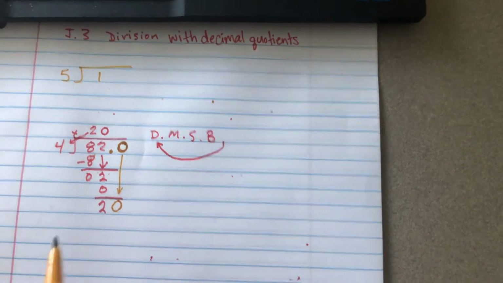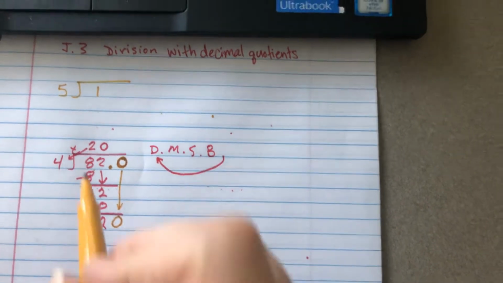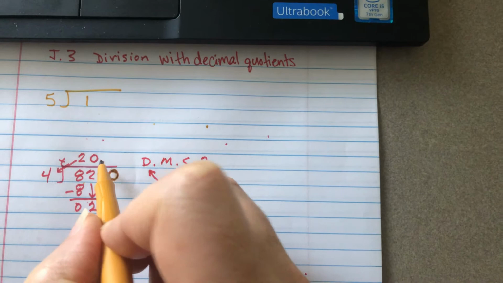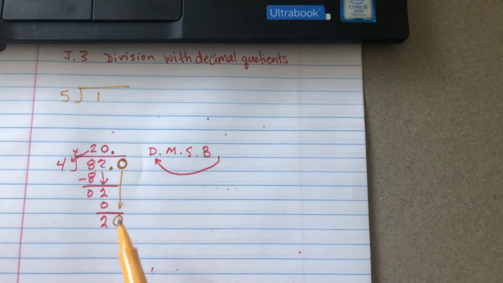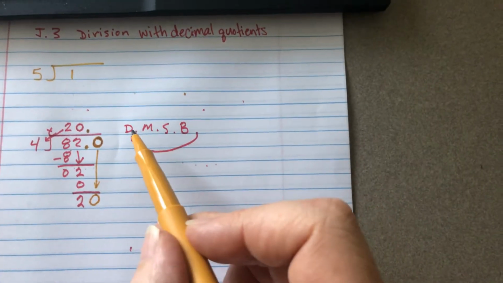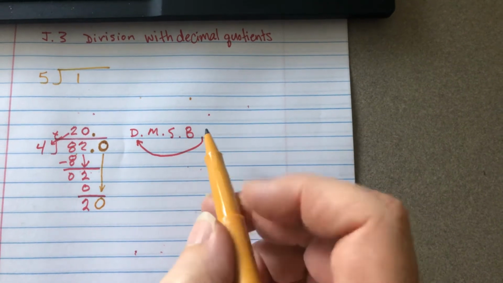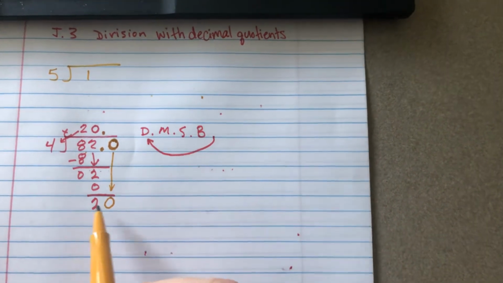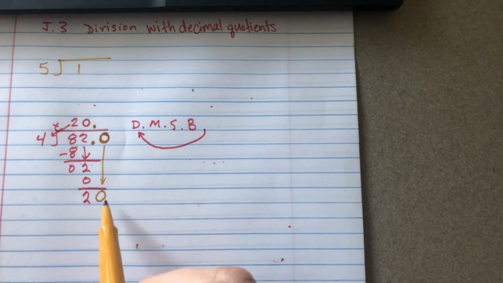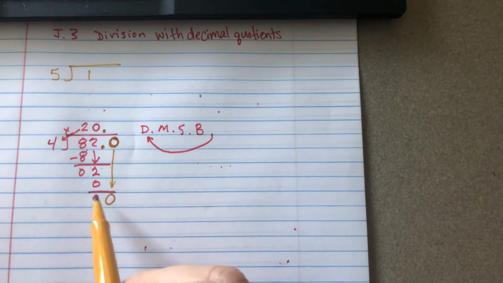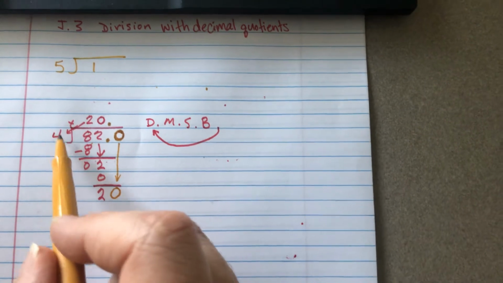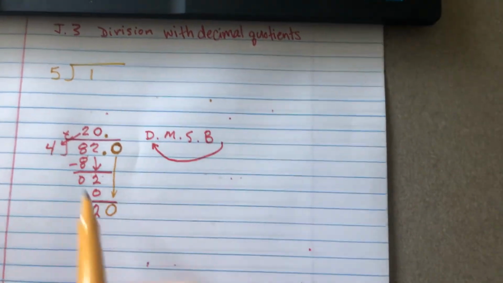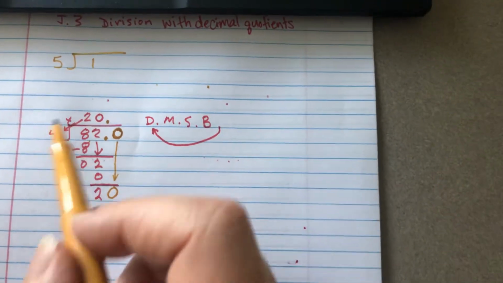And now we have 20, okay? But you also need to put that decimal up top. Okay, now you've brought down, so divide, multiply, subtract, bring down. That's the cycle. Then we swing it back to divide. This is our new dividend, 20. We need to divide by 4. It always comes back to the 4. You're dividing by the 4, then you're multiplying by the 4.